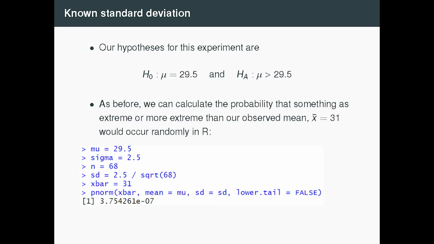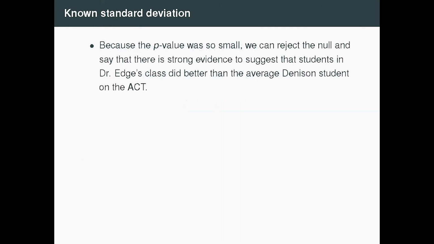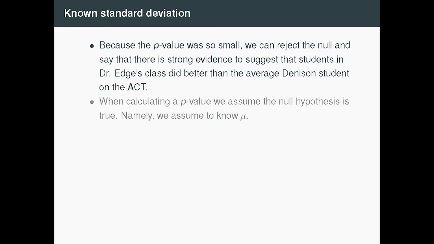So this is not a large number, this is a very small number. Essentially, we need to add 6 zeros in front of the 3 to get the very small decimal of our p-value. Thus, because our p-value was so small, we can reject the null hypothesis and say that there is strong evidence to suggest that students in Dr. Edge's class did better than the average Denison student on the ACT.